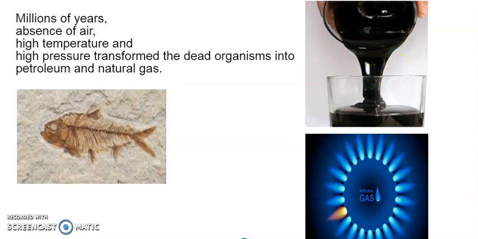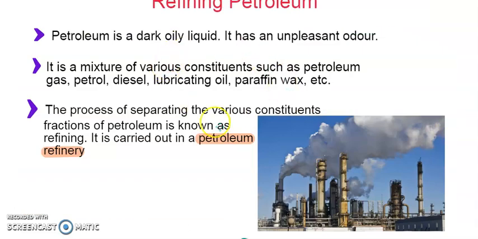From this black liquid, the petroleum products are separated. And this process where petroleum is separated into its constituents is known as petroleum refining. Now let's see which products are found and what the uses of all these products are.